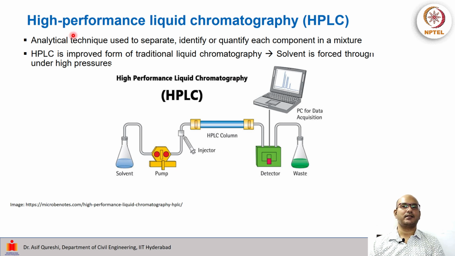Then we have the analytical liquid chromatography, which is used to separate components in basically a liquid based system. HPLC, the principle is the same as chromatography, and the separated analytes can again be measured in a mass spectrometer. HPLC is just an improved form of traditional liquid chromatography, in that the solvent is forced under high pressures compared to the traditional liquid chromatography.